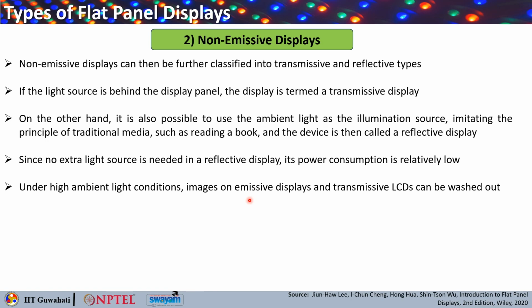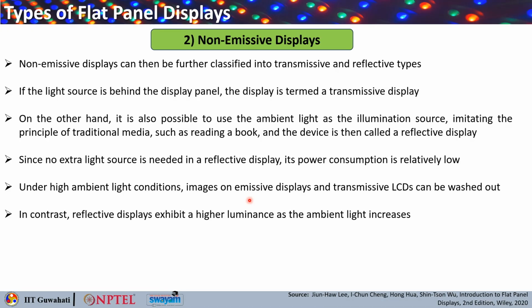Now, under high ambient light conditions, the images on emissive displays and transmissive LCDs may be washed out, because if your ambient light is very bright, whatever light is coming out from your transmissive or emissive display, emitted by these small pixels, may be washed out. But what will happen to the reflective displays? They will survive because they are based on an external light source. So, reflective displays will exhibit higher luminance as the ambient light increases. In very bright ambient light conditions, you can go for reflective displays.